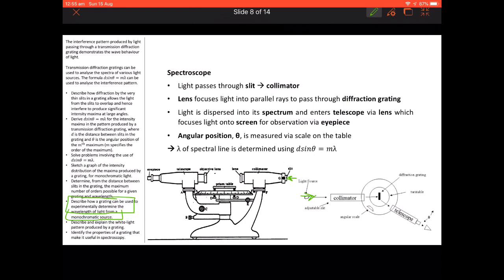So light passes through a slit into a collimator, and then a lens at the end of the collimator focuses the light that's entering into parallel rays to then pass through a diffraction grating, which is here, or on this diagram it doesn't actually show, but I'll just draw one on. Light is then dispersed after passing through the diffraction grating into its spectrum, and it enters a telescope via a lens which focuses the light onto a screen, and that's for observation by an eyepiece.